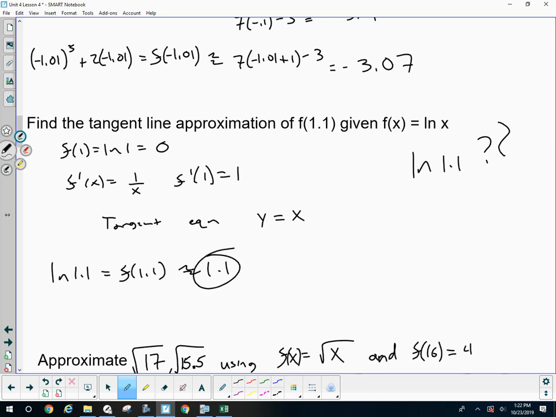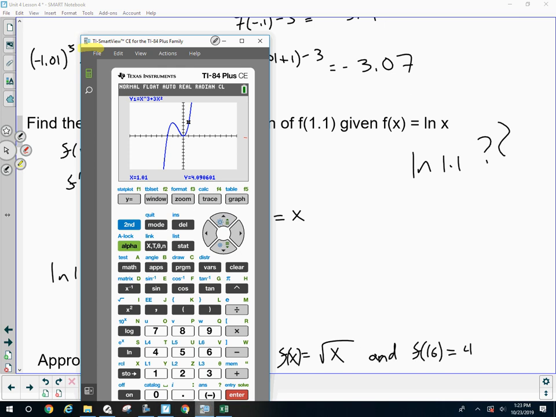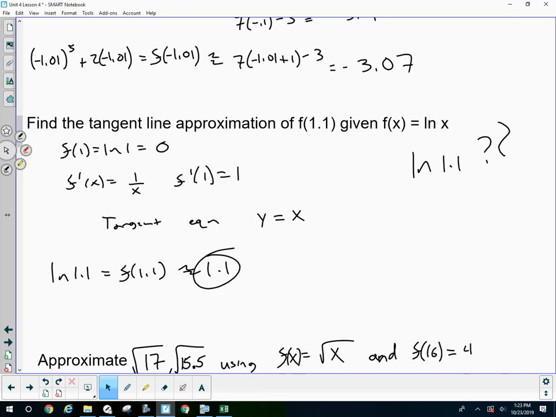I think the log of 1.1 is close to being 1.1. I literally just typed in y equals x, so I plugged in 1.1 in for x. I got 1.1. Let's see. This one might be confusing to you, but the next one will be cool. .09, that's not great, but that's what it is.